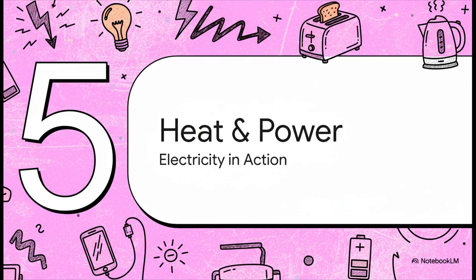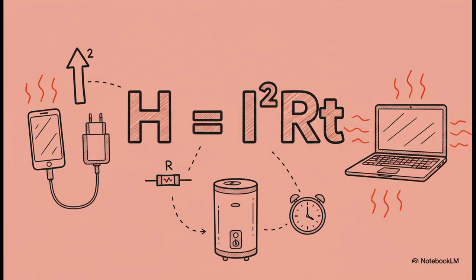For our last section, let's just quickly look at the effects of electricity that we see and use every single day. When electricity flows, it creates heat, and our devices consume something called power. Have you ever wondered why your phone charger or your laptop gets warm when you use it? Well, that's because of the heating effect of current, and it's described perfectly by Joule's law. The heat produced, H, is equal to the square of the current times the resistance times the time. That I squared is why things with high resistance, like our water heaters, get so hot so fast.